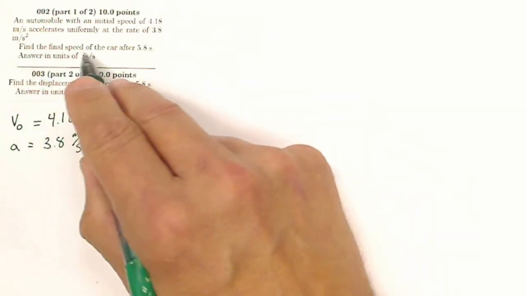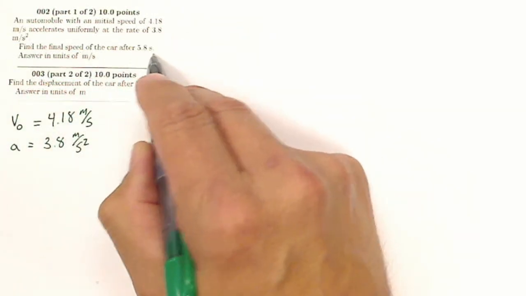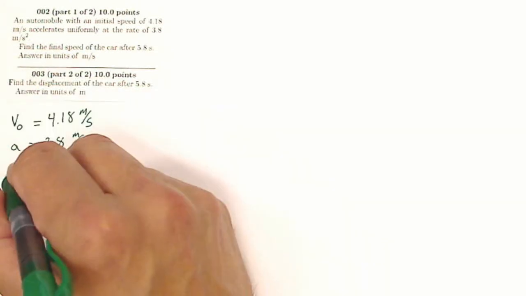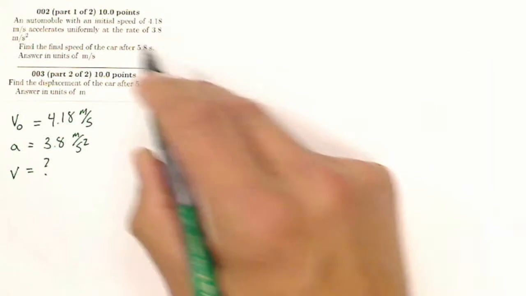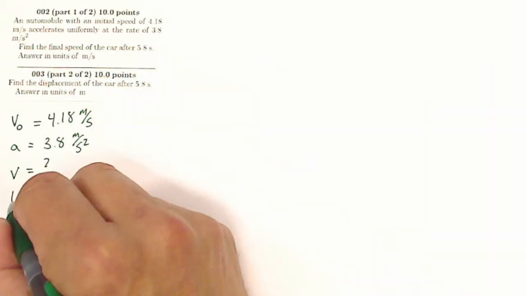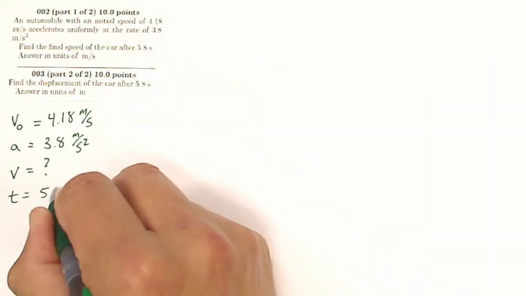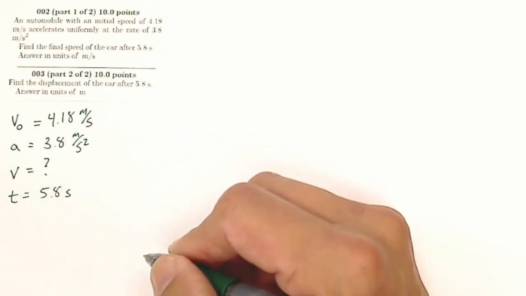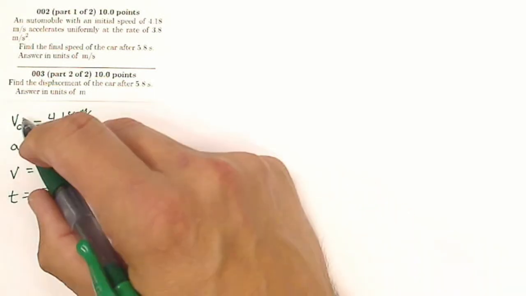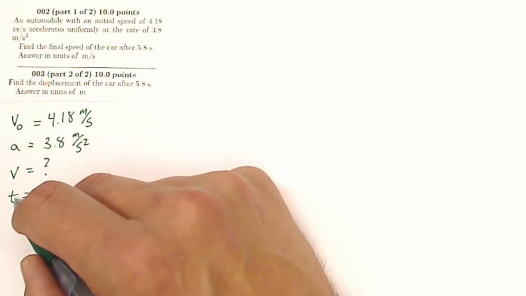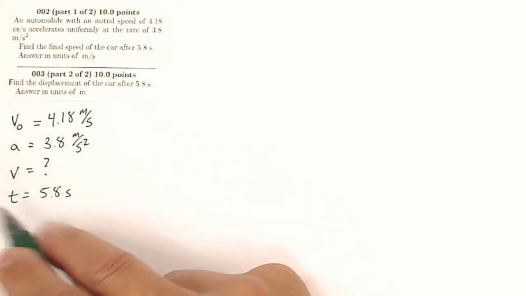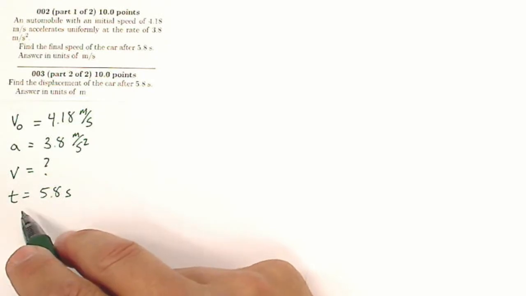Find the final speed of the car after 5.8 seconds. Find the final speed. So I'm looking for V, my final speed. So V is question mark. After 5.8 seconds, my time is going to be 5.8 seconds. Now, do I have an equation that relates initial velocity, acceleration, final velocity, and time, but does not need distance and doesn't care about distance, doesn't ask about distance?